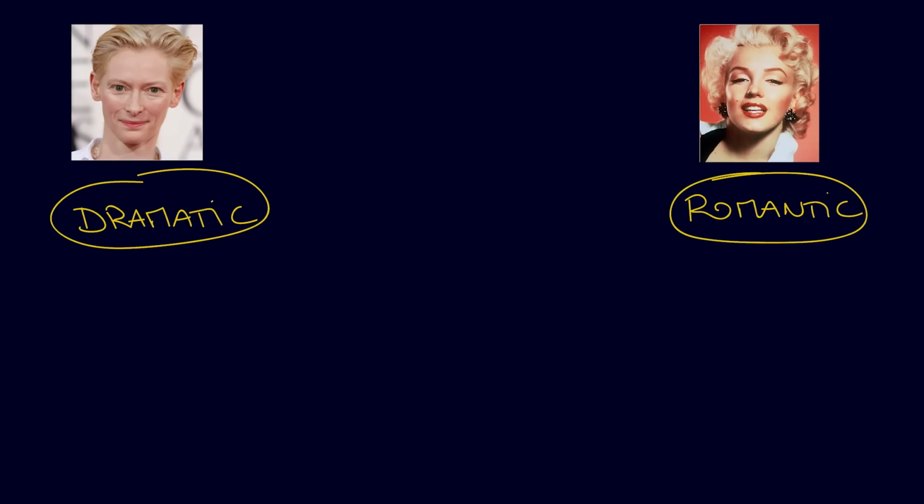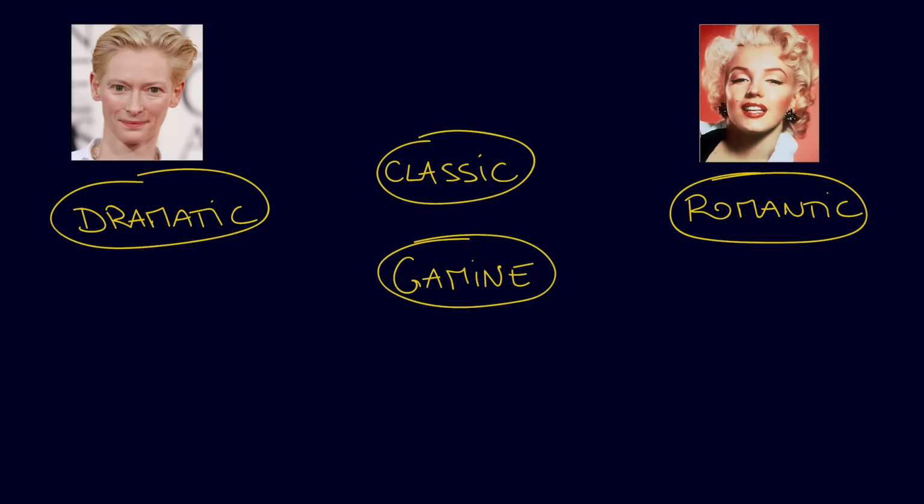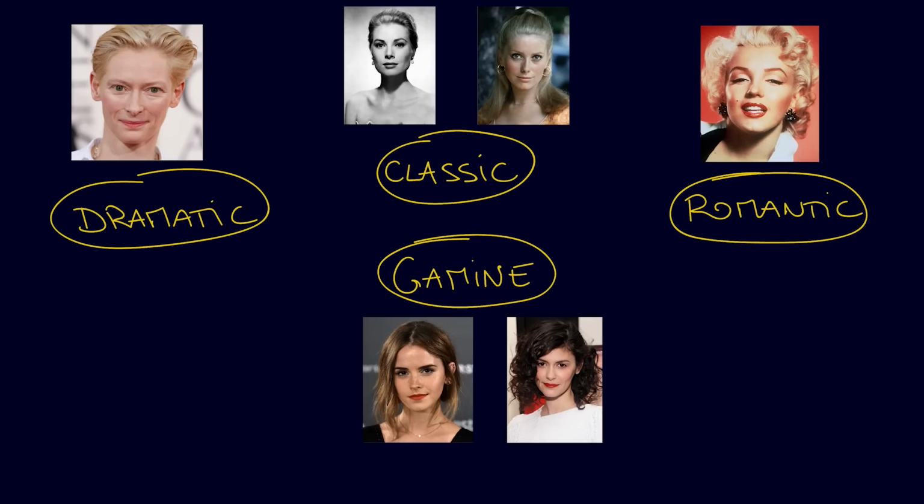Then in between, we have the classic and gamine types. Classic means that all your features are moderate, neither really yin nor really yang, just balanced, somewhere in between. Whereas gamine means that some of your features are clearly yin, while others are clearly yang, which means that you have more contrasts. You're in between on average, but your features are further apart from each other, if that makes sense. Classic beauties are, for instance, Catherine Deneuve or Grace Kelly, typically, while Emma Watson or Audrey Tautou, I hope you know her, are gamine.